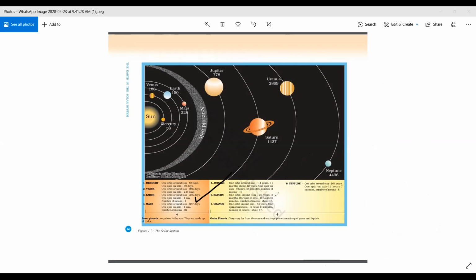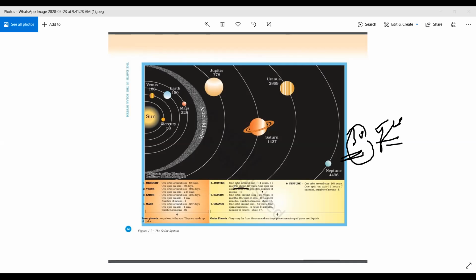Saturn. One orbit takes 29 years and 5 months. So approximately, it takes 30 years to revolve around the sun, and 10 hours and 40 minutes to rotate. Wow.